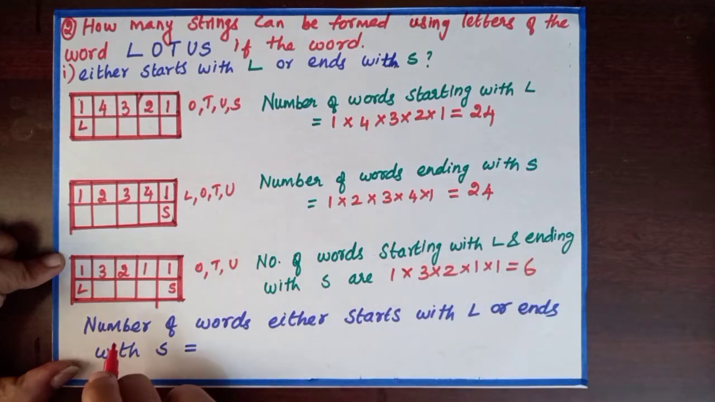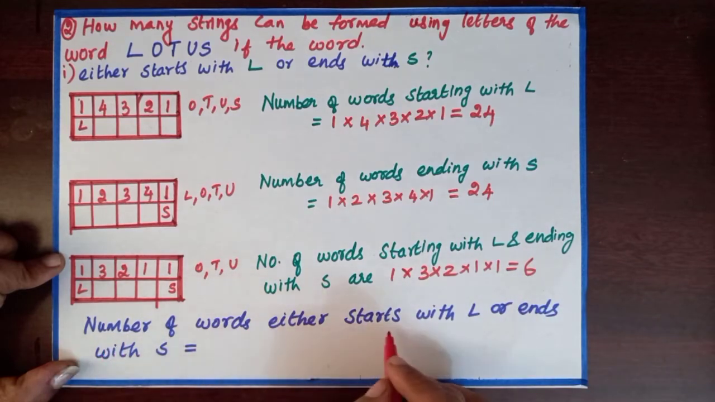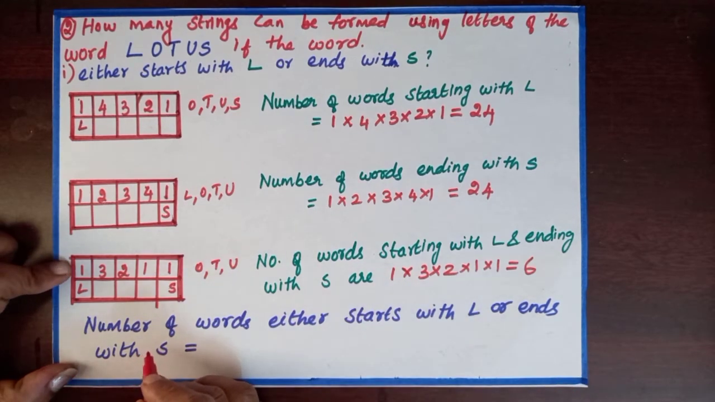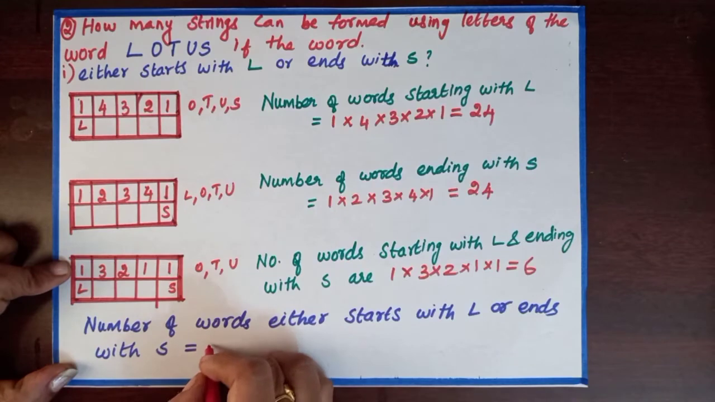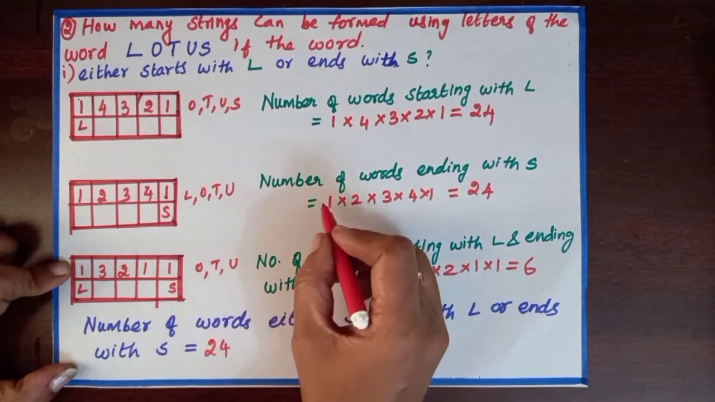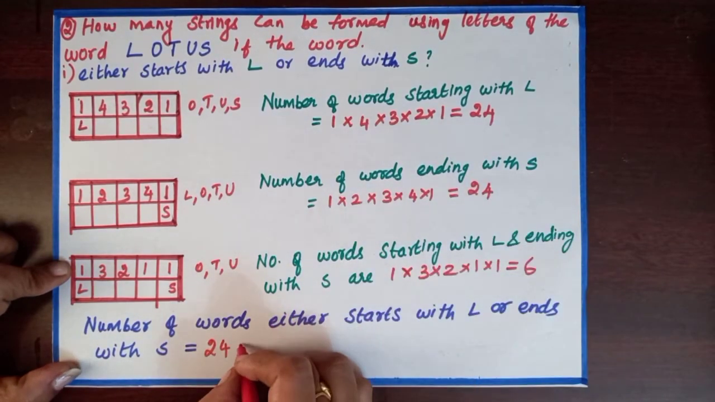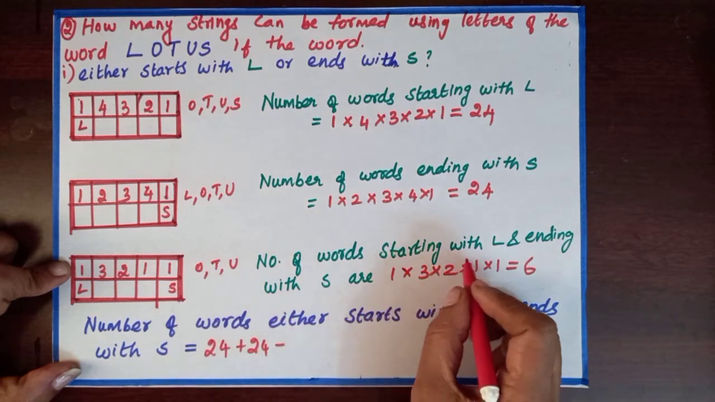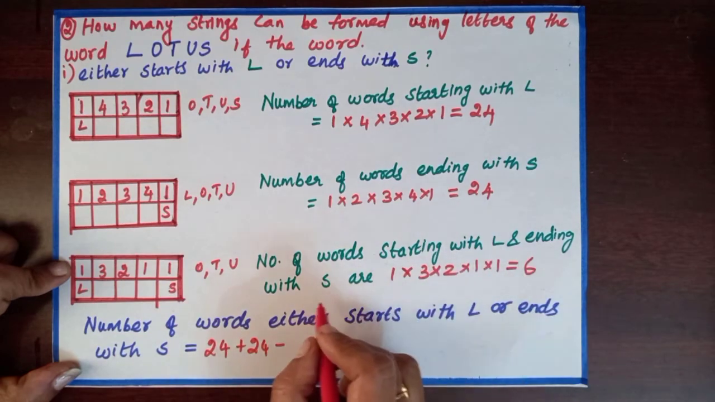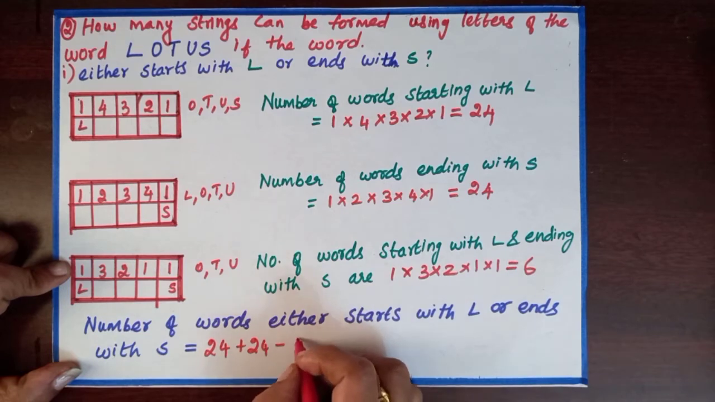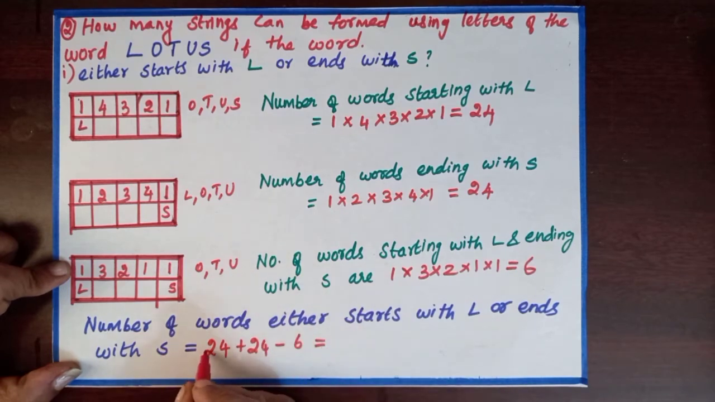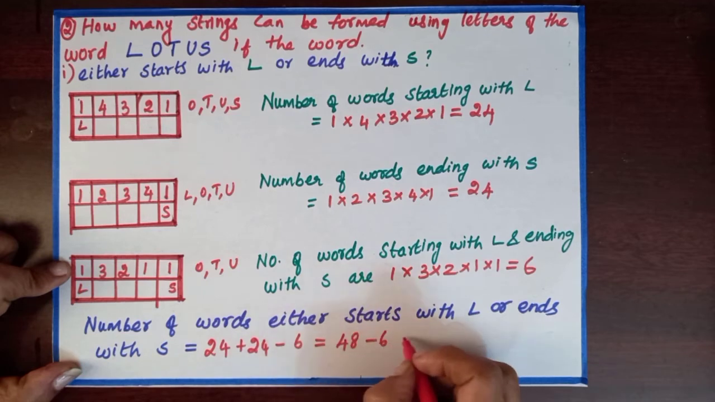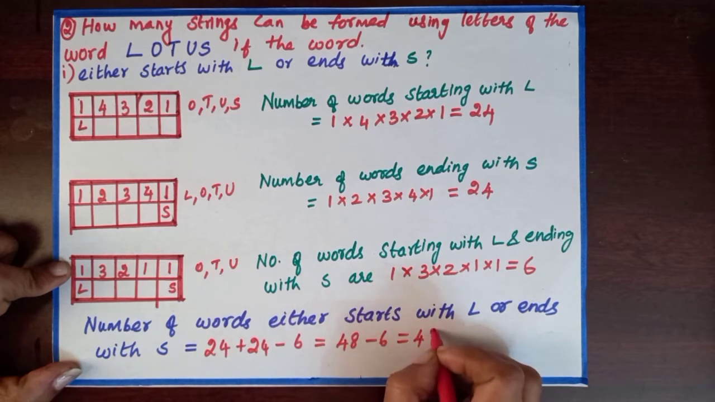Now we are going to find the number of words that either start with L or end with S, which is equal to the number of words starting with L, 24, plus the number of words ending with S, 24, minus the number of words starting with L and ending with S, 6. That is 24 plus 24 is 48, 48 minus 6 is equal to 42.